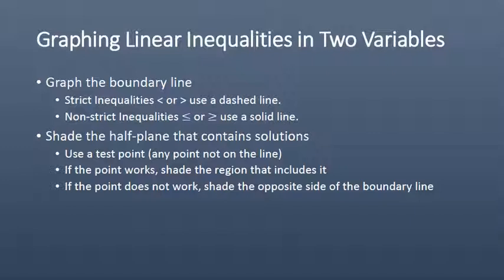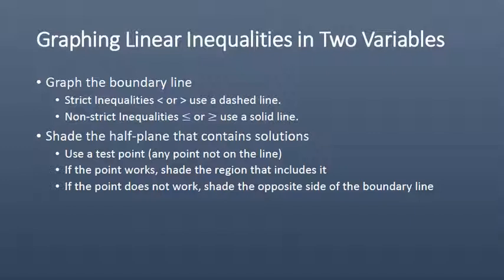The first thing is to graph the boundary line. You draw it the same way that you would draw any line in two variables. So you could use y equals mx plus b form, you could use x and y intercepts, you could plot points, whatever you need to do to get that line down.